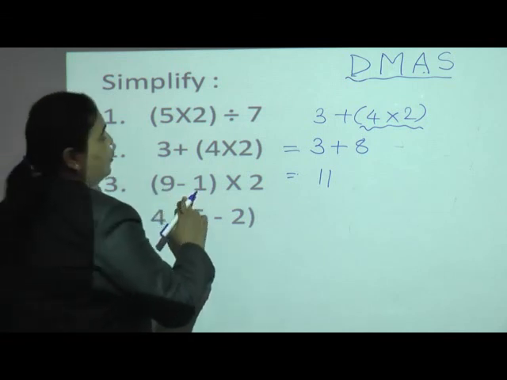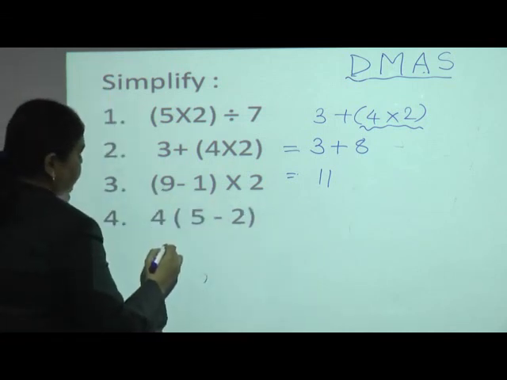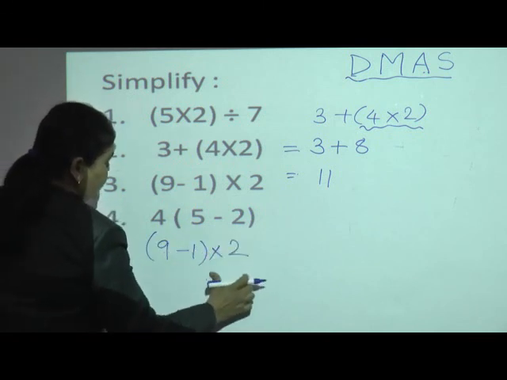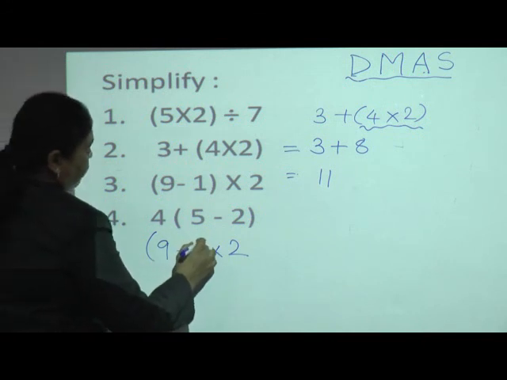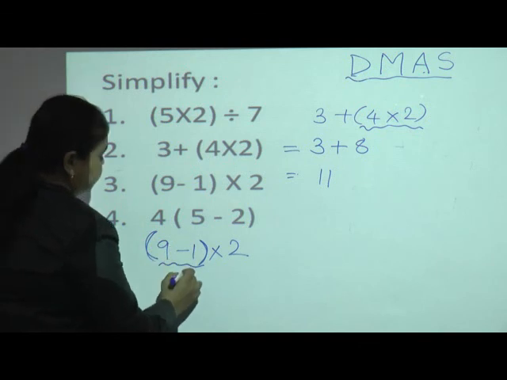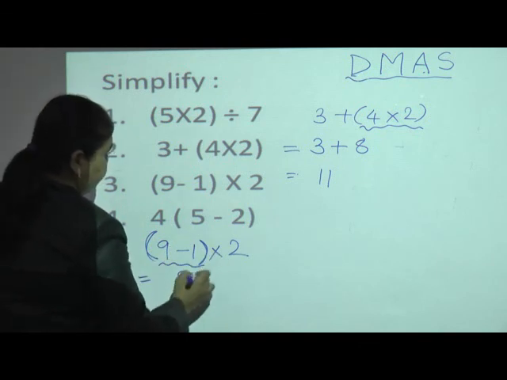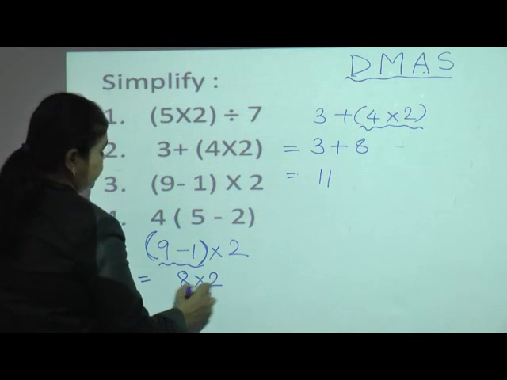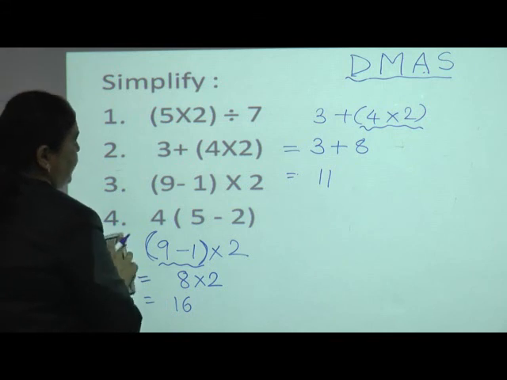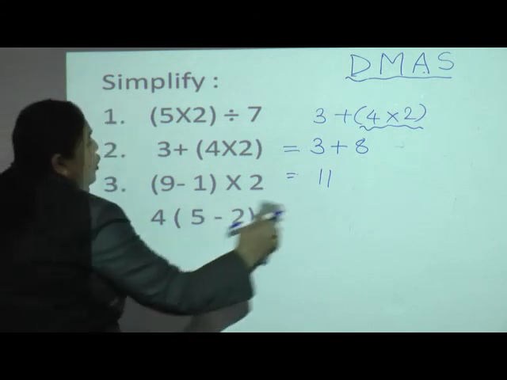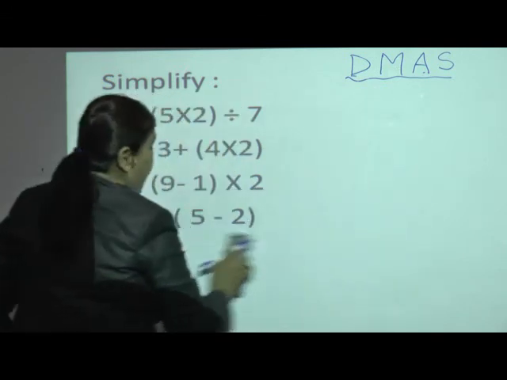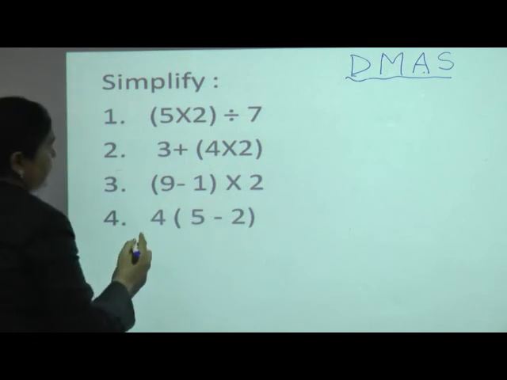One more example we will go here. 9 minus 1 multiplied by 2. Again we are having a round bracket, so we have to solve the round bracket. 9 minus 1 is 8, multiply, write as it is, then write 2. What is 8 2s? 16. So first we have to solve the bracket, then whatever operations we are having, we have to follow the rule of DMAS.